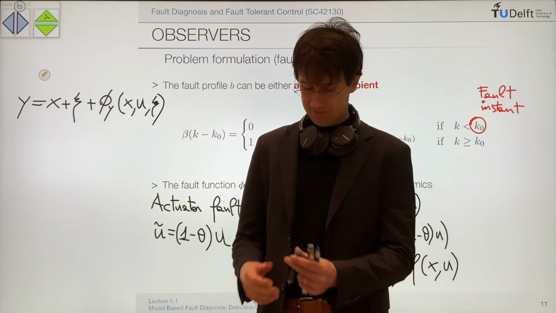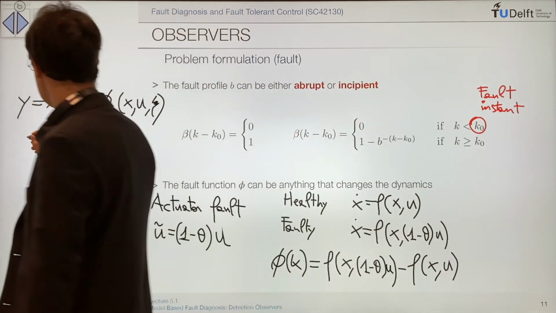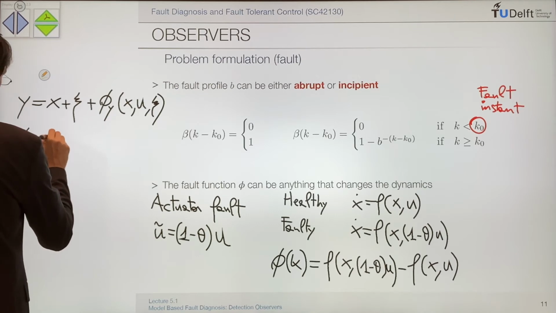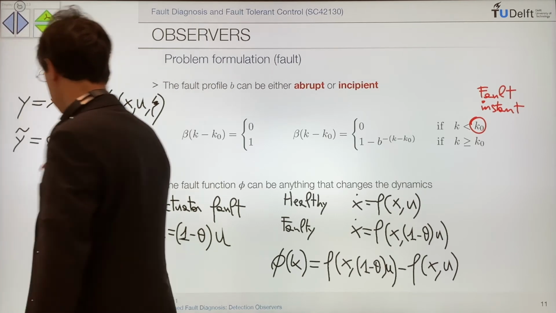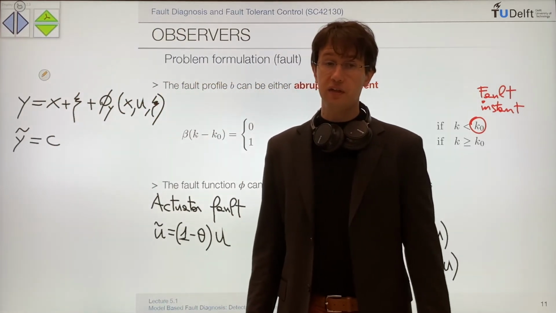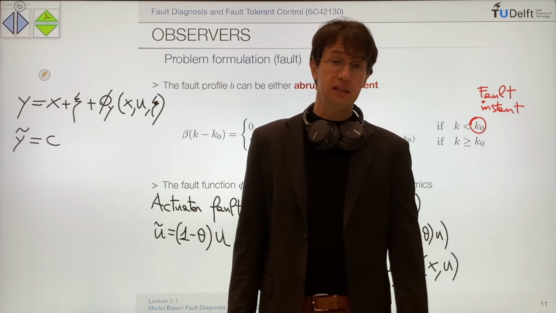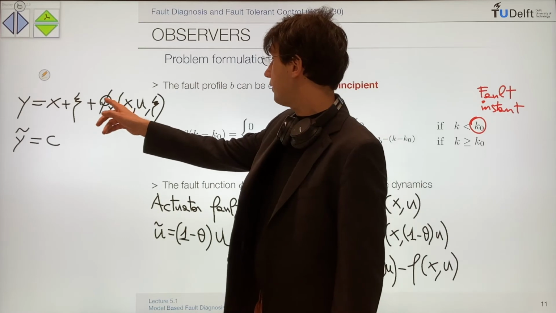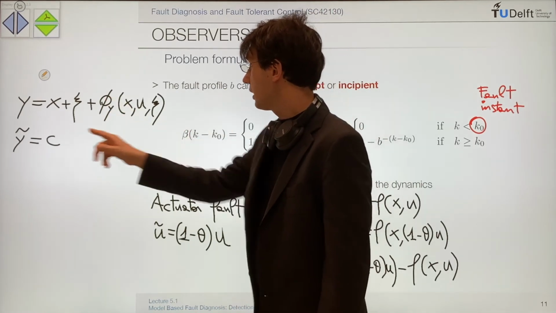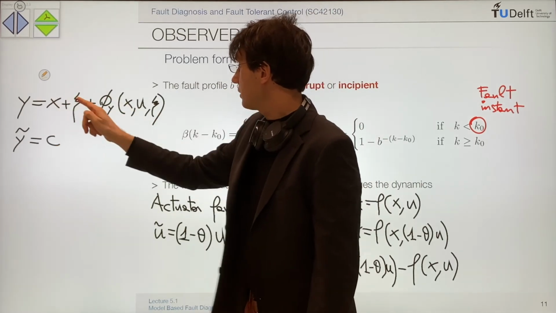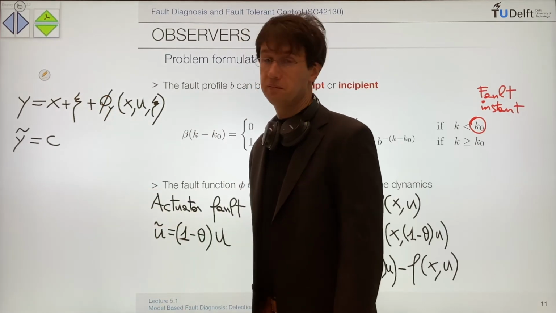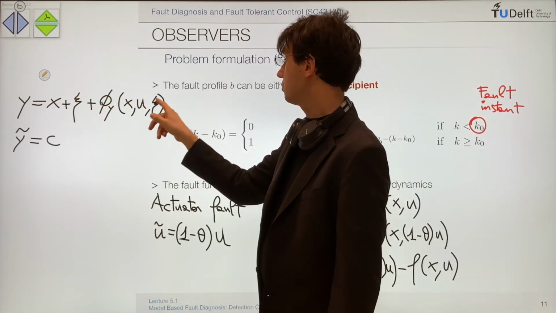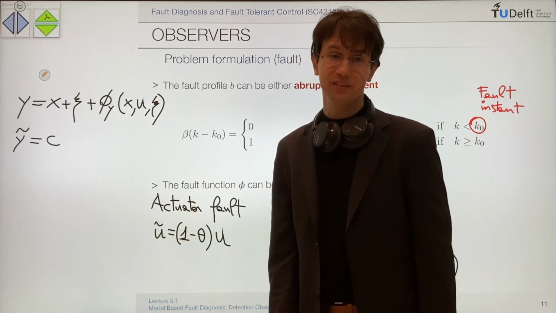So if your faulty output gets stuck at some value c, can be 0, can be some other value, I don't know, a short circuit in the sensor, so you get just a constant value, then it means that phi of y should be equal to c minus x minus xi. So this is why this fault function on the sensor should also include this, for instance.